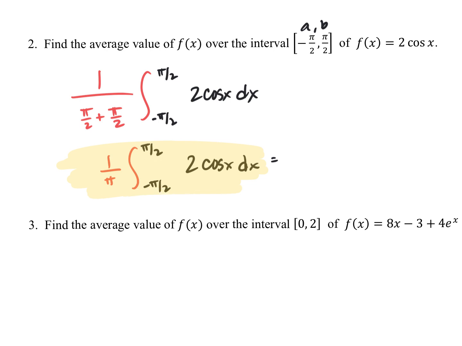So we're going to do 1 over pi, math 9, from negative pi over 2 all the way up to positive pi over 2. And then we've got 2 cosine of x. Anyone else get a little 1 point something? How many decimals do we have to put? 3. So 1.273.